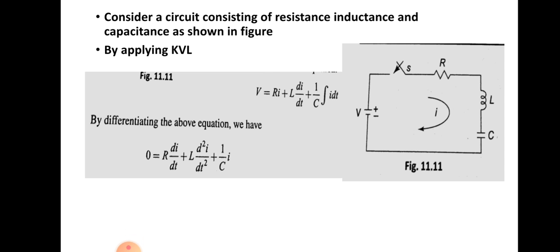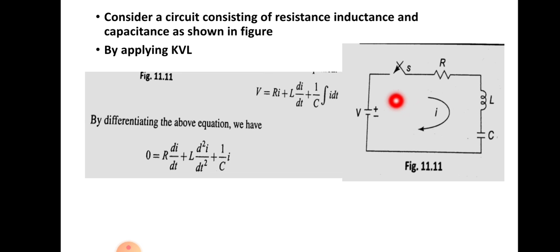We are applying a DC voltage V, and there is a switch which will limit the current flow through this series circuit. Here it is shown that the switch is open, and there is an arrow mark, which means the switch will be closed at time t equal to 0. Since the time is not mentioned here, we have to assume that the switch closes at time t equal to 0. Once the switch is open, there is no current through this circuit.